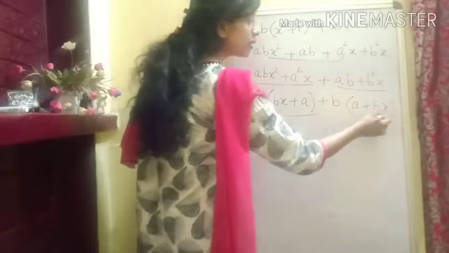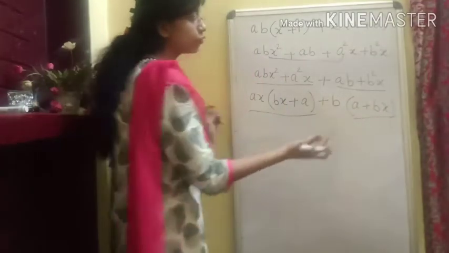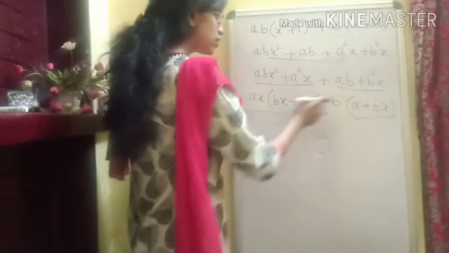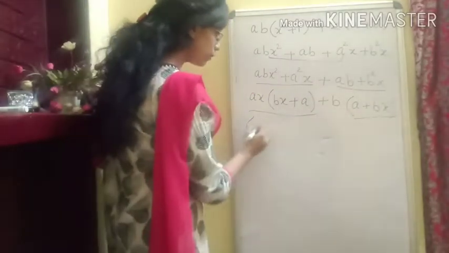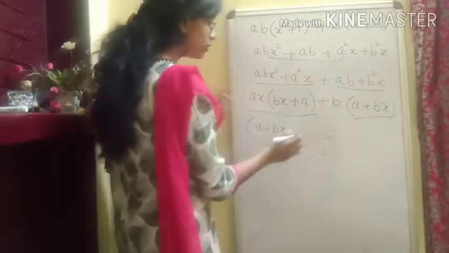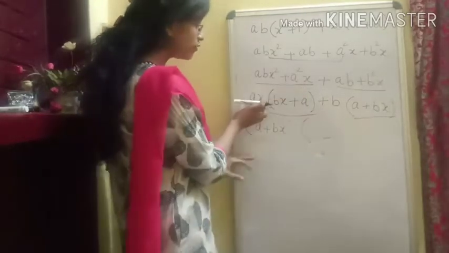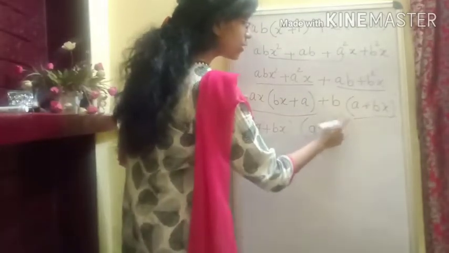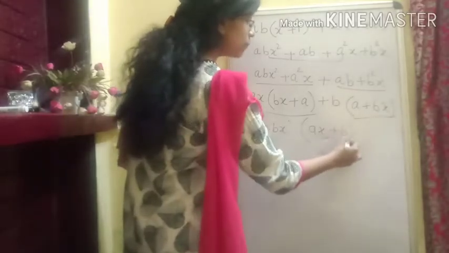In the second part again we have bx plus a. Whether you write a plus bx or bx plus a, both are the same. So now since these two brackets are the same, we can take them as common, that is a plus bx. Since it is common, in the first part we have ax left, plus in the second part we have b.